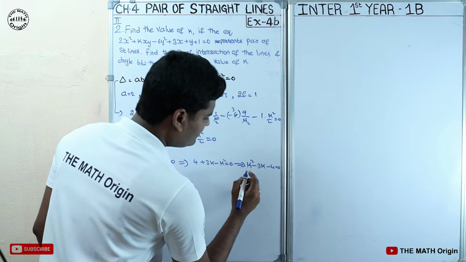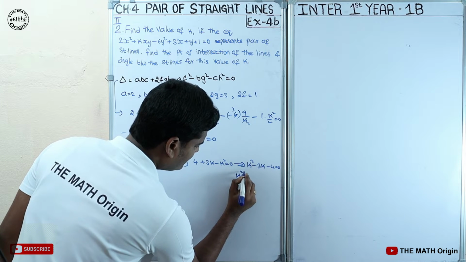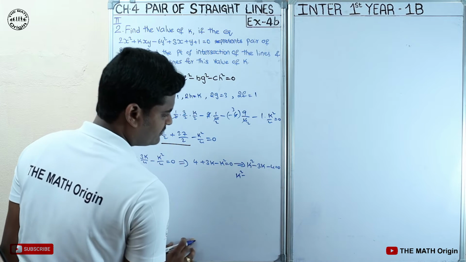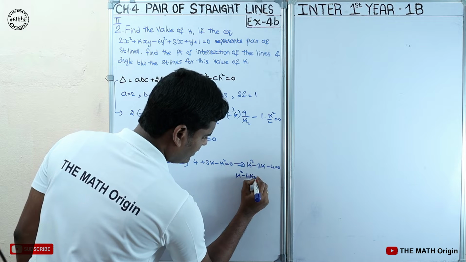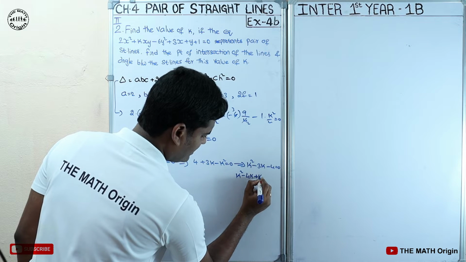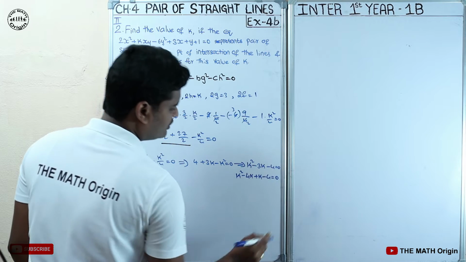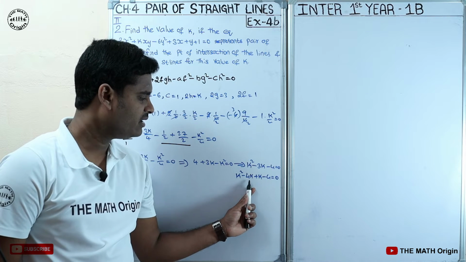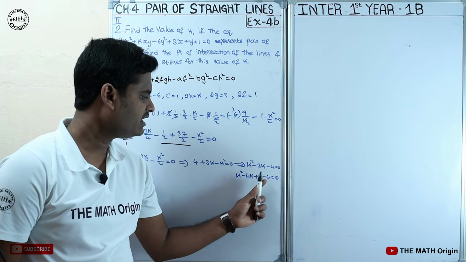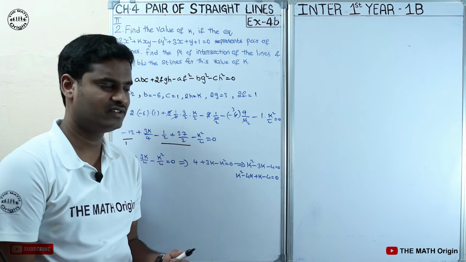So now from this equation I will write it as k square minus 4k plus k minus 4 equals 0. From this factorization, for minus 3k I have written minus 4k plus k, which is minus 3k, and the multiplication will be minus 4k square.